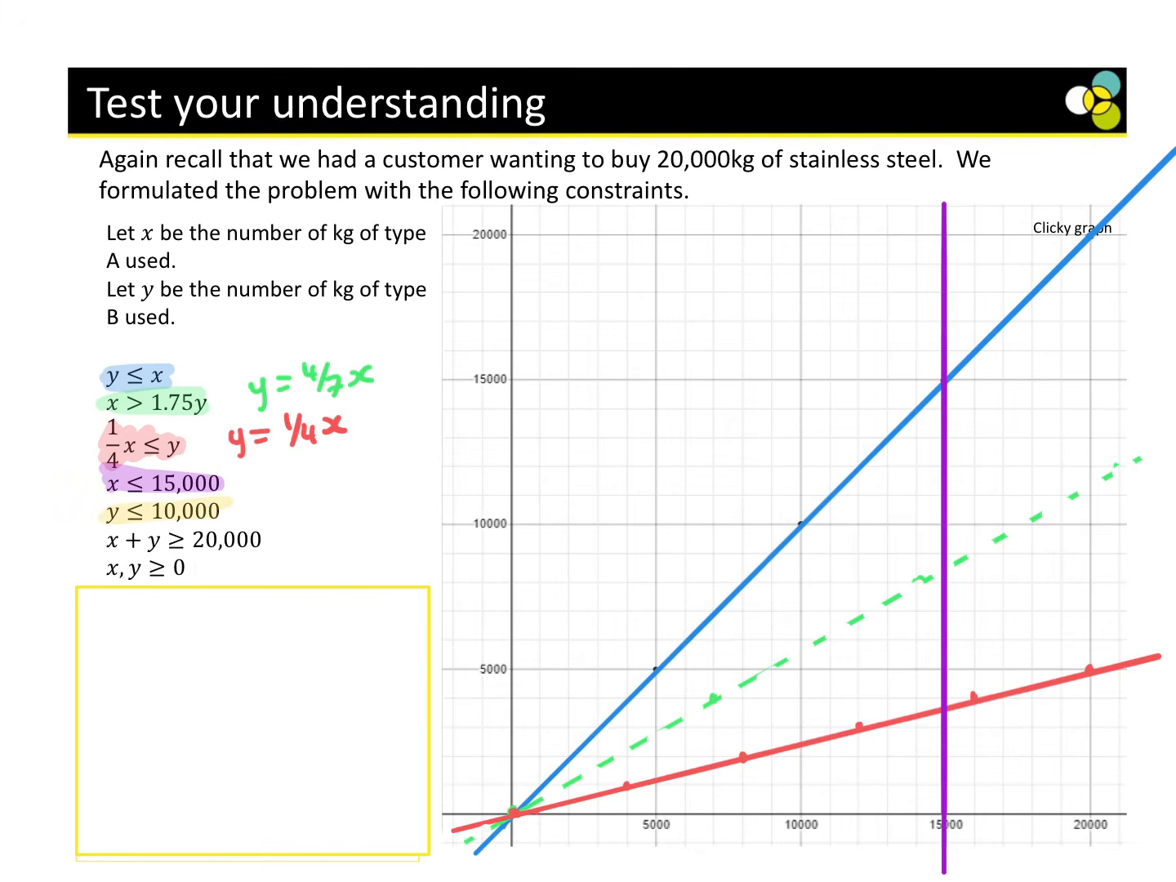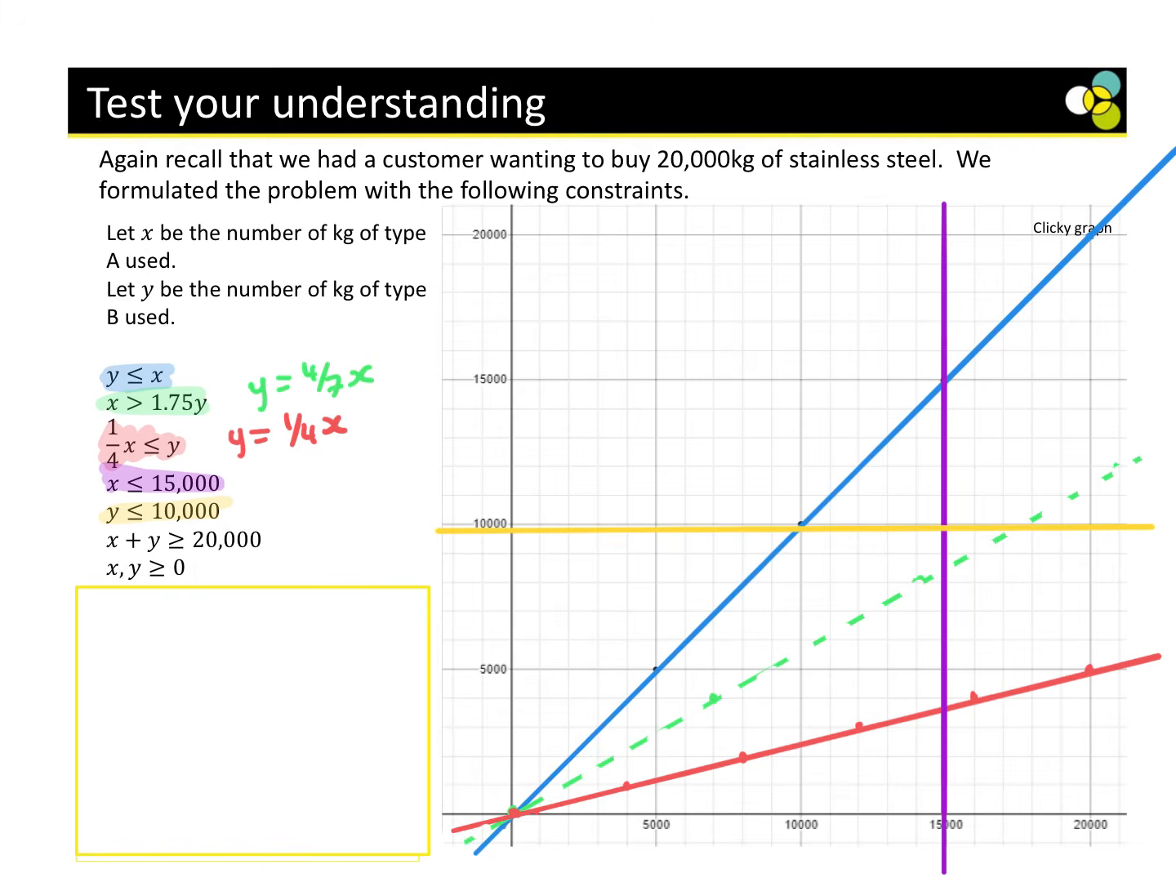Okay, the next line is y is less than 10,000. 10,000 is here. Okay. There we go. My line is completely straight, by the way.